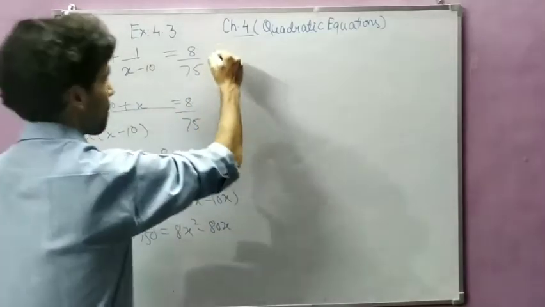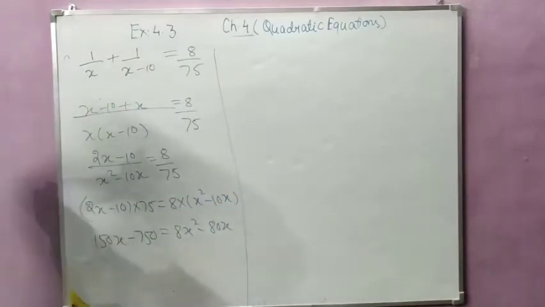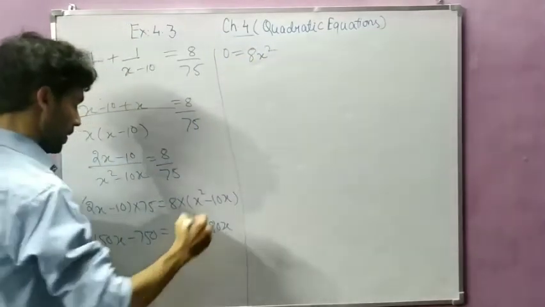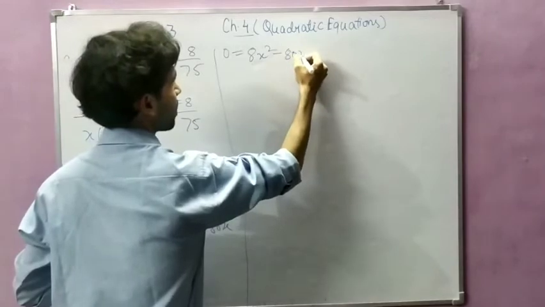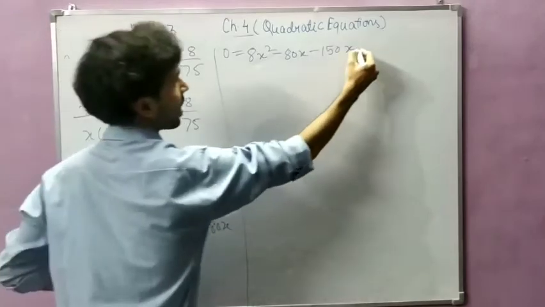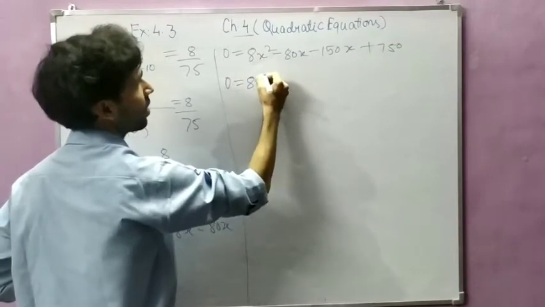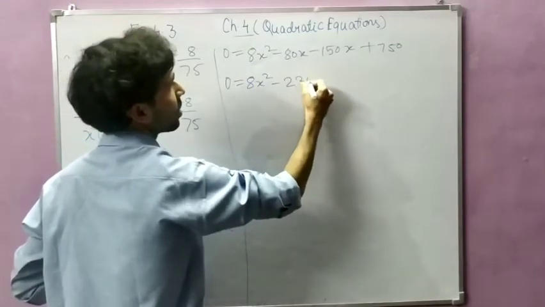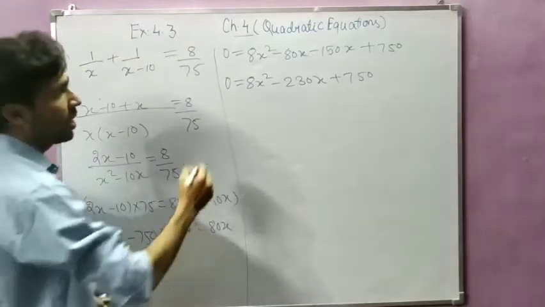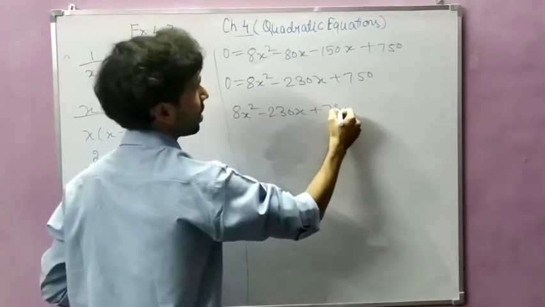Okay, now transfer this all to this side. So here will come 0 and it is 8x square minus 80x minus 150x plus 750. Now 0 equal to 8x square minus 230x plus 750. Okay, now write it again, 8x square minus 230x plus 750 equal to 0.